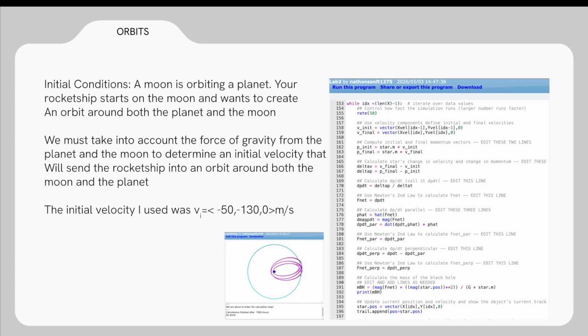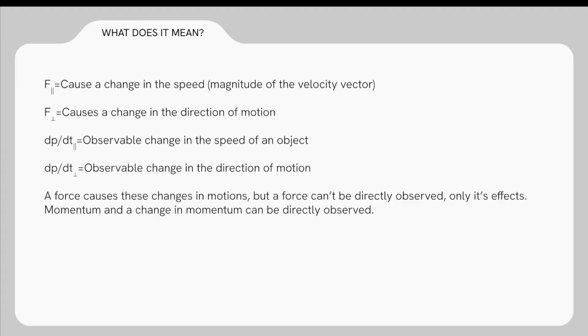Now, what does it mean? Well, the force parallel causes a change in only the speed, or the magnitude of the velocity vector, while force perpendicular causes a change in only the direction of motion. A change in momentum over time is an observable change in the speed, and similarly, the perpendicular change in momentum over time is an observable change in the direction of motion.